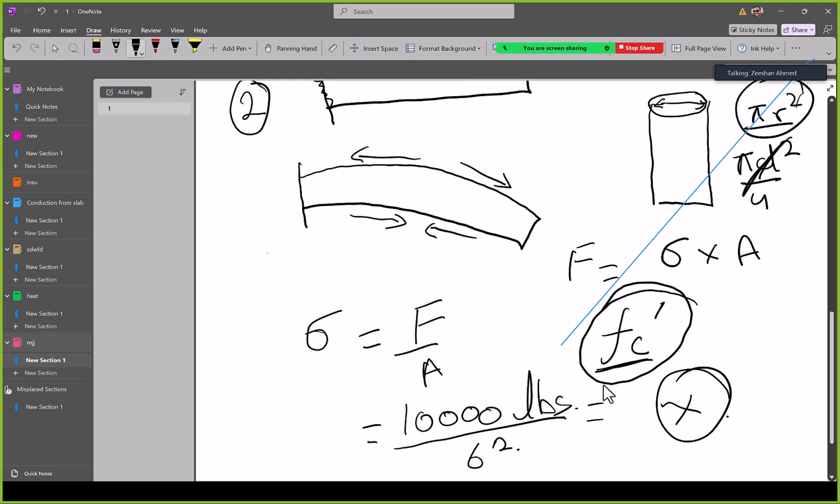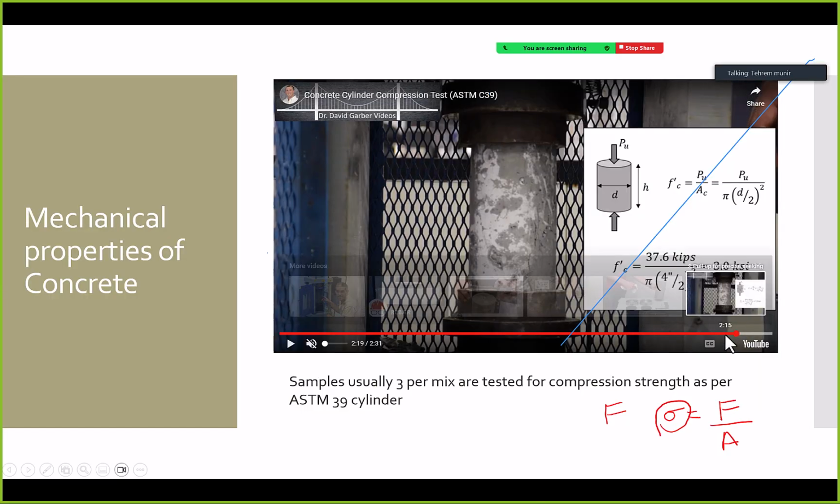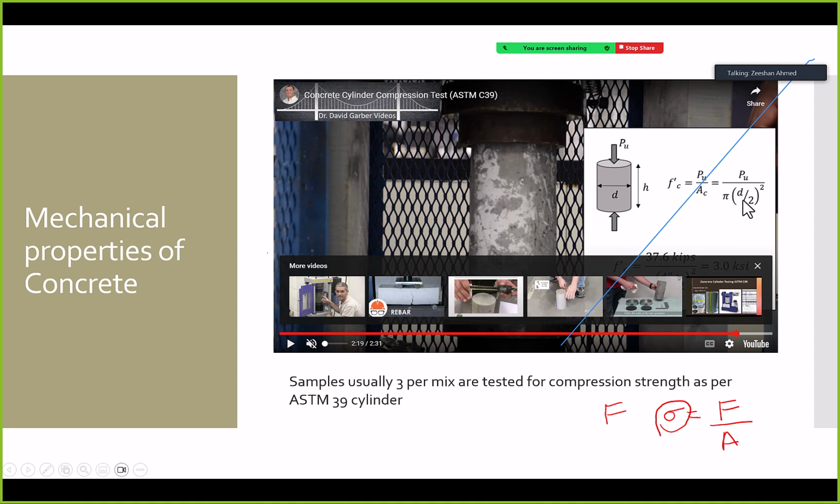F C prime is the strength of concrete that you get from dividing the force applied by the machine by the cross-sectional area of the cylinder. Okay? This is what's happening. Pi d squared by four, and that's that.